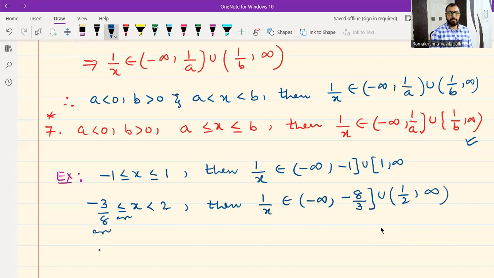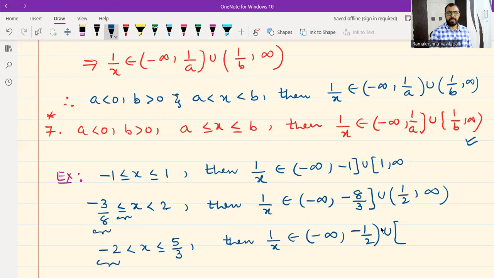Simple. Minus 2 less than X less than or equal to, let us take some 5 by 3. Then 1 by X belongs to minus infinity to, once you understand it is very clear. The reciprocal of minus 2 is minus 1 by 2, but strict inequality is there, so open interval, union. The reciprocal of 5 by 3 is 3 by 5 to infinity. Thank you.